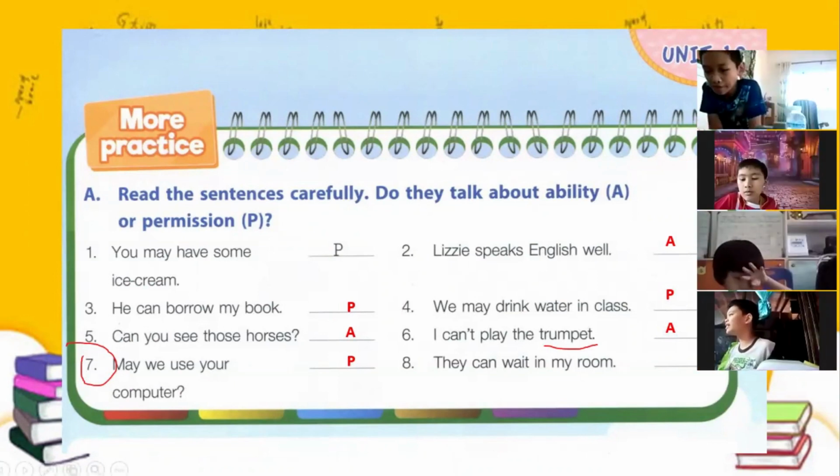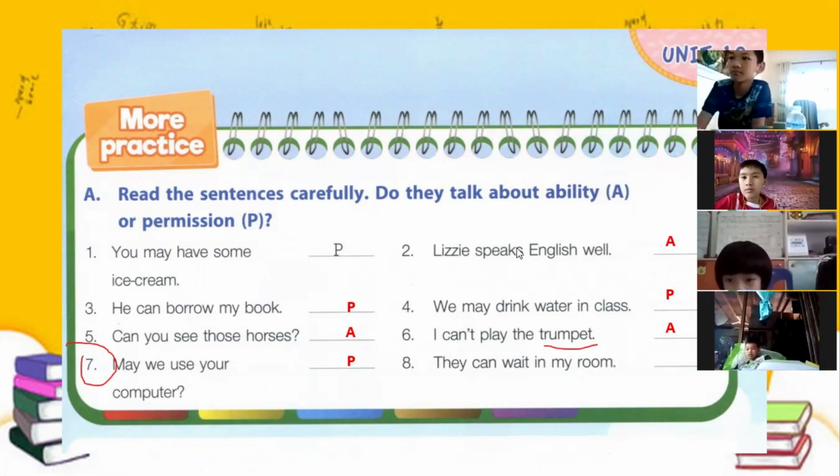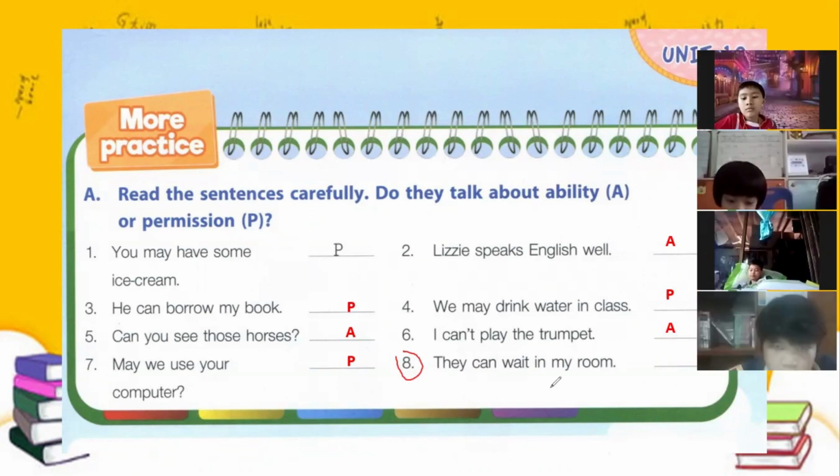They can wait in my room. Let me ask Nan. What do you think? It's ability or permission? A. Number 8. Are you sure? P. B, permission. That is the correct answer.